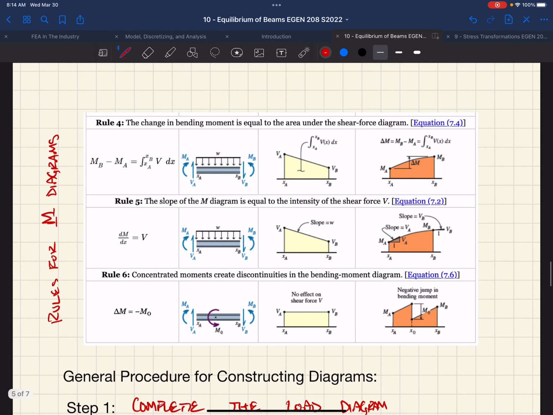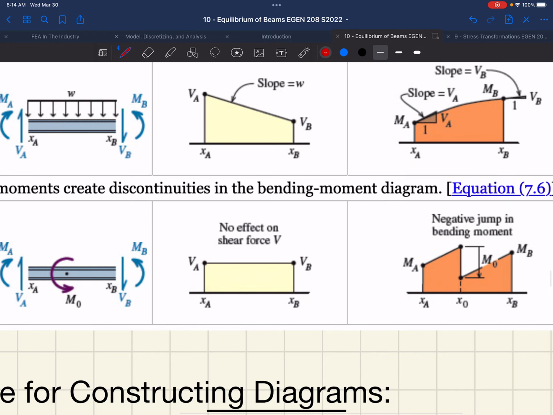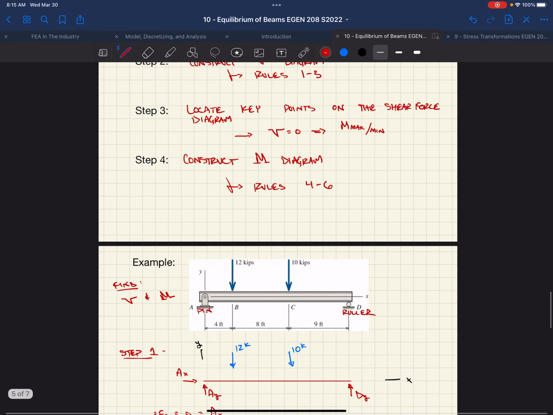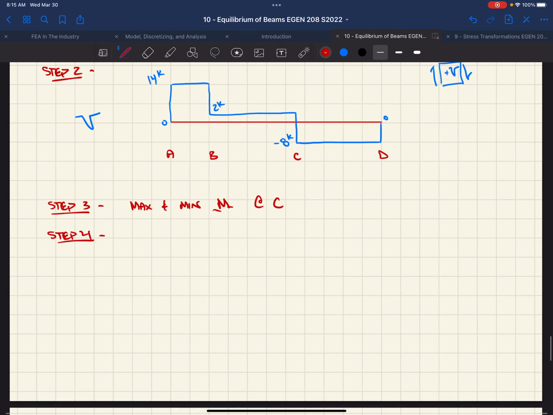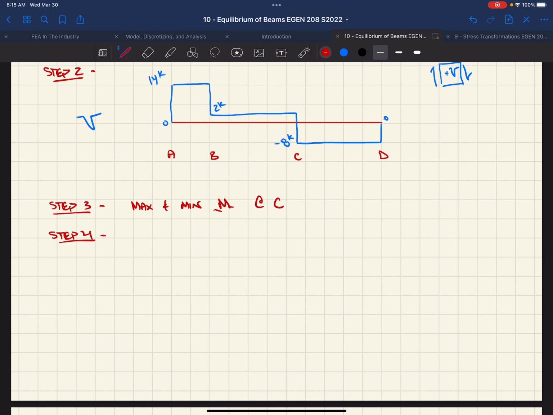And if we have a jump, if we had a concentrated moment, the jump in our moment diagram is opposite of the sign of that moment. So a positive moment, as shown there, is a negative jump. Positive moment, negative jump in our moment diagram. So using those rules, we can start by drawing a moment diagram.